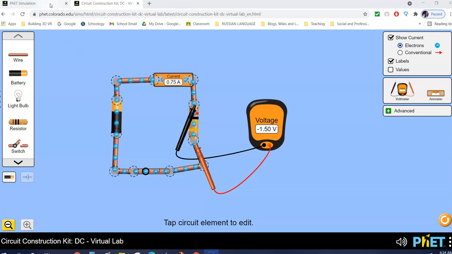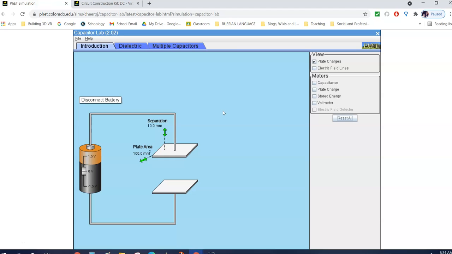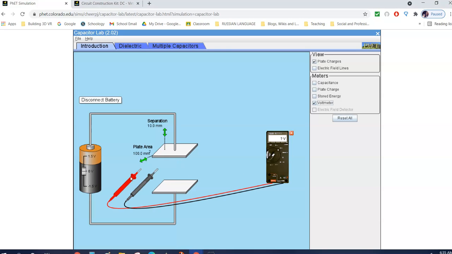Let's go back to this simulation and have a look at what's going on here. One of the big differences you'll notice is this gap. This is not a complete circuit. There's a gap and it's filled with air, and the air is acting, I guess, like an insulator so that it's going to stop current from flowing. So electrons are not going to jump across this gap. So what's going to happen? We'll have a look in a sec.